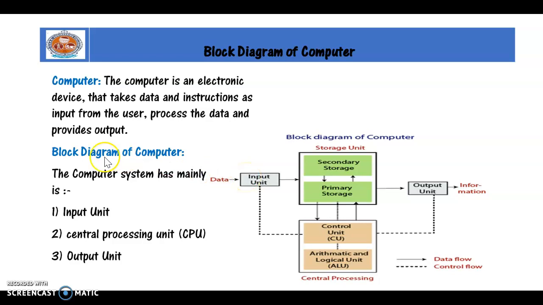And here, coming to the block diagram, the computer is majorly divided into three parts. One is the input unit, the second one is the central processing unit, and the third and last one is the output unit. If you observe this, the central processing unit is again divided into three parts. One is the arithmetical and logical unit, the other is the control unit, and the third one is memory.